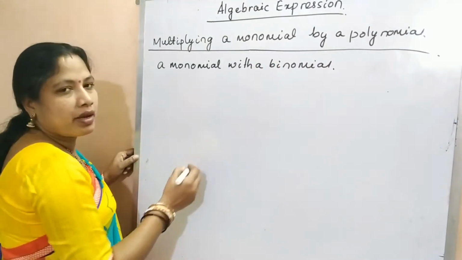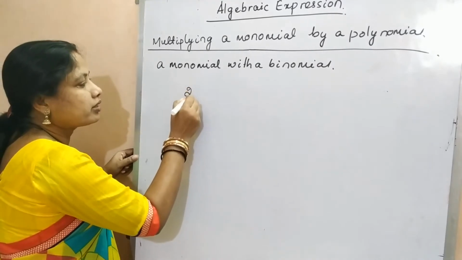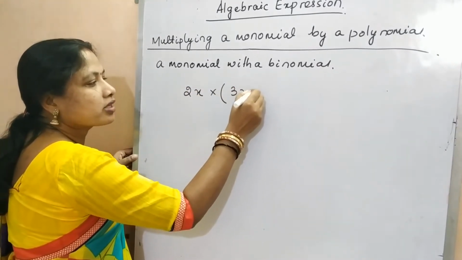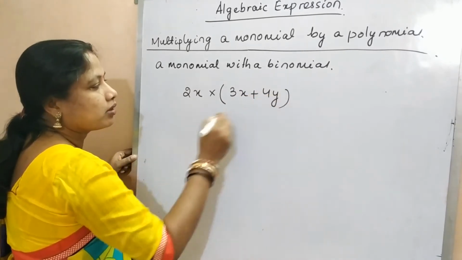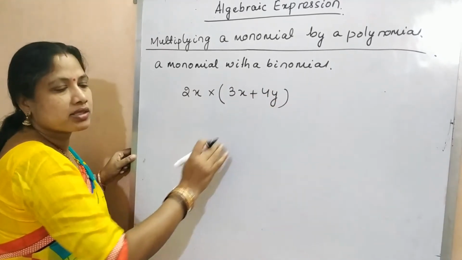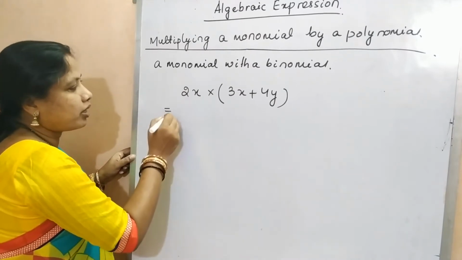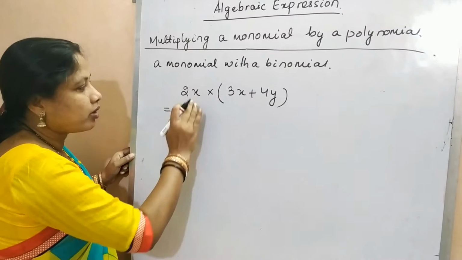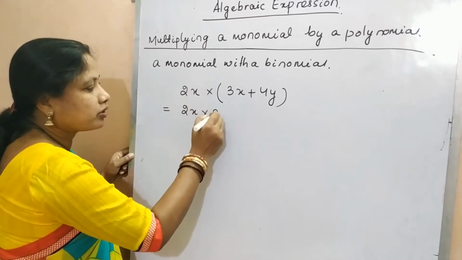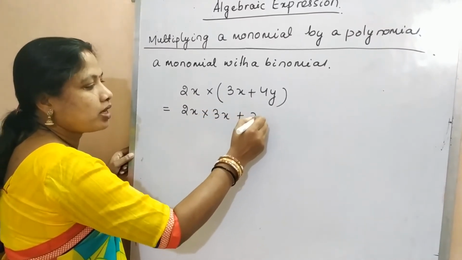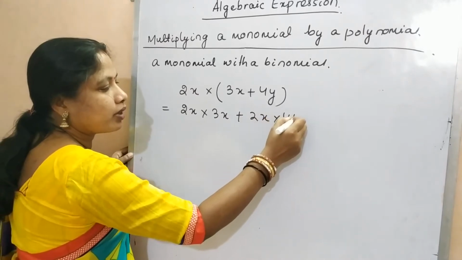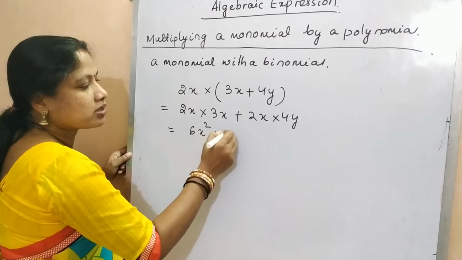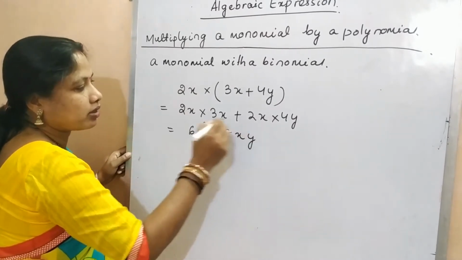So for this I am taking an example. Let 2x be multiplied with 3x plus 4y. So this is a monomial and this is a binomial. So what we have to do? According to our distributive law, 2x is multiplied with 3x plus 2x will be multiplied with 4y. So this becomes 6x square plus 8xy.